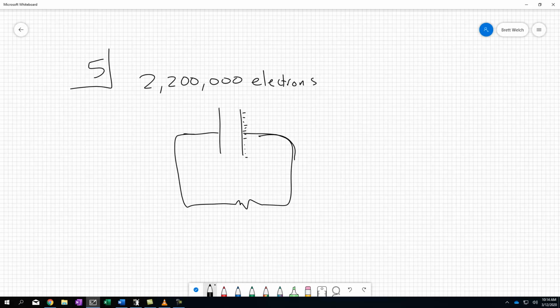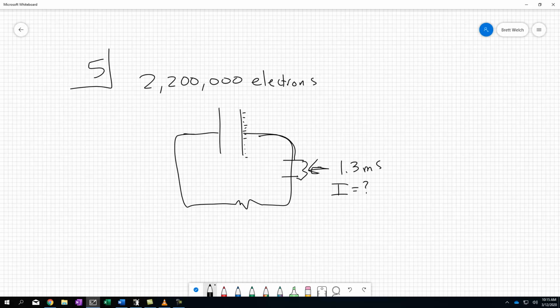And I notice, we're going to just kind of measure through this space here. So they go through a section of wire. That's a really bad looking arrow. They go through that section of wire in 1.3 milliseconds. We're going to go through that little section of wire. I notice all 2,200,000 of them go through in 1.3 milliseconds. And the question is, what's the current?